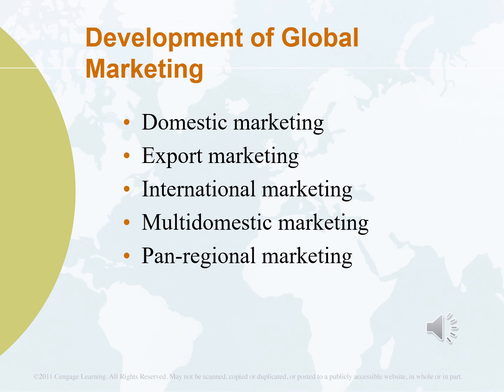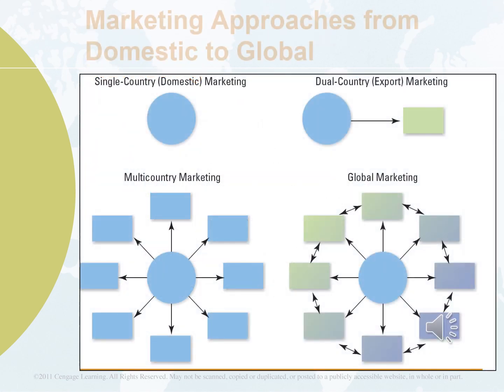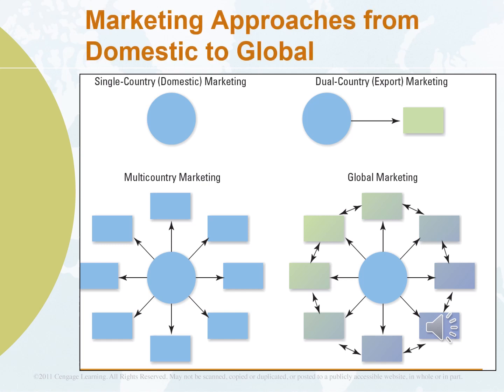And then you may find that, gee, you have presence in so many South American countries. You may want to have a South American regional headquarters. You start to engage in pan-regional marketing. Then you do that in Asia, in Europe, in South America, in Africa, and then finally you start to do global marketing. So you have global presence in all the continents. You can see in this picture a single country, domestic marketing, to dual country, that's export marketing, to multi-country marketing, where you're just reaching out to different countries, and then global marketing, where all your country operations interact with each other and with headquarters, so you have a global network to market the product.